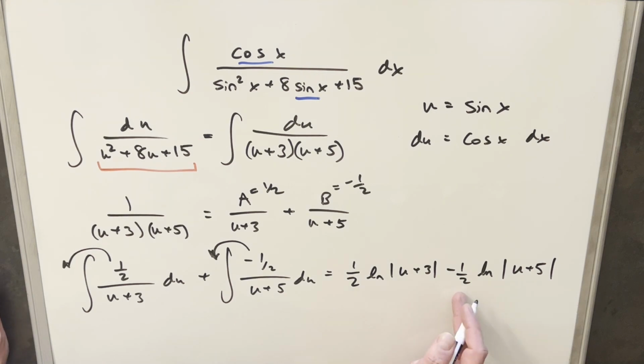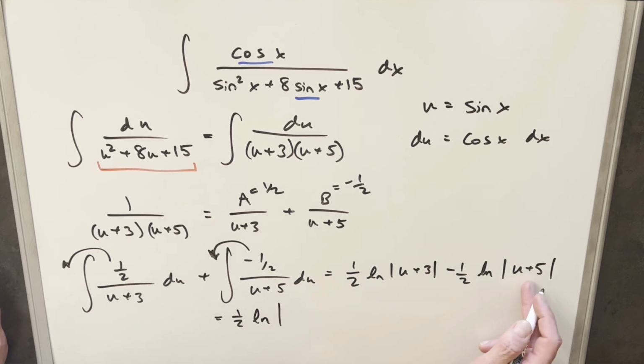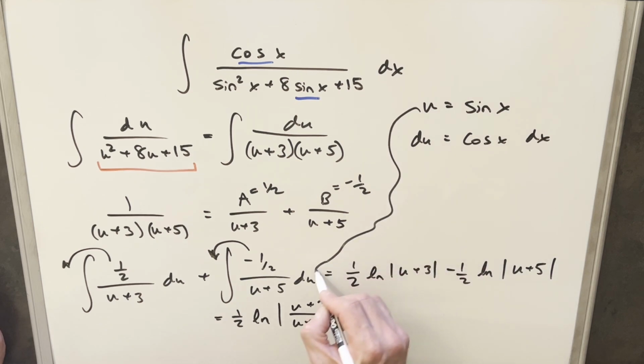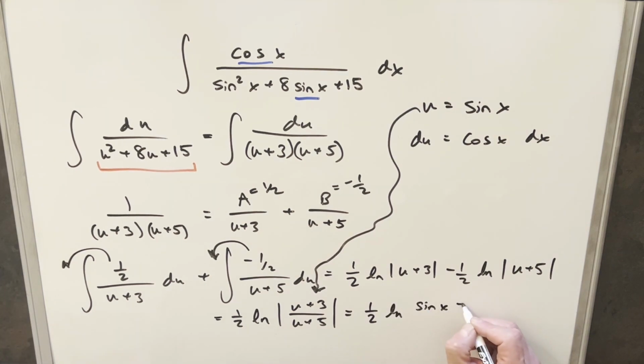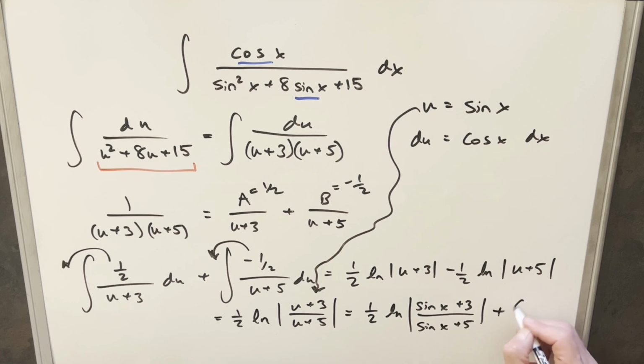And then with the same coefficient up front, I can actually factor 1/2 out. Because we're subtracting these, by properties of the logarithm, I can put this in one expression as a fraction, so we can divide by the u plus 5 and write it like this. And then to finish this off, I just need to back substitute with u equals sine x right here. So for our final solution, we're going to have 1/2 natural log of the absolute value of sine x plus 3 over sine x plus 5, plus C, and that's it.